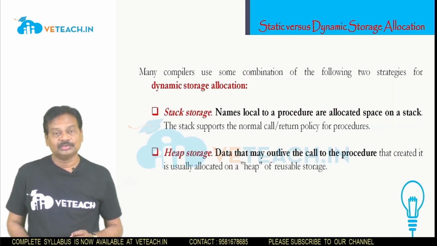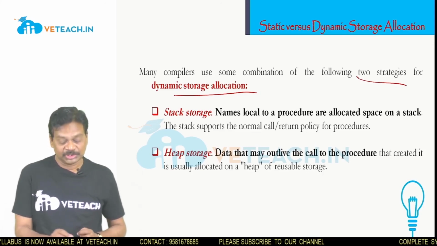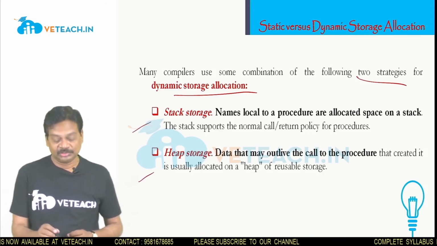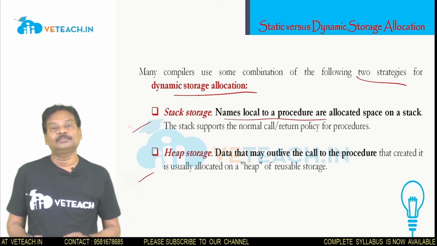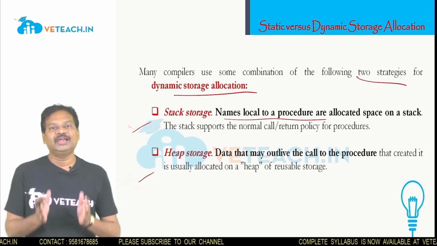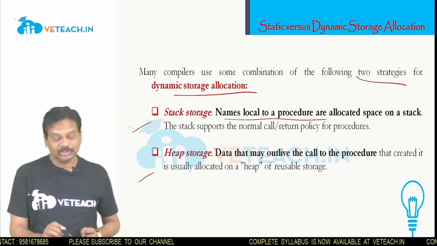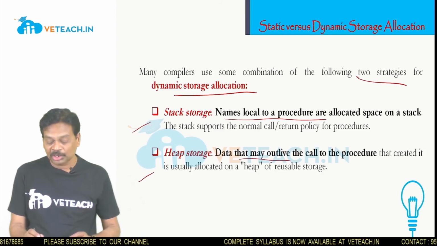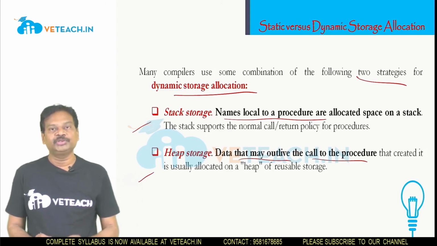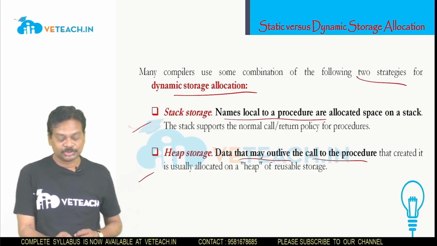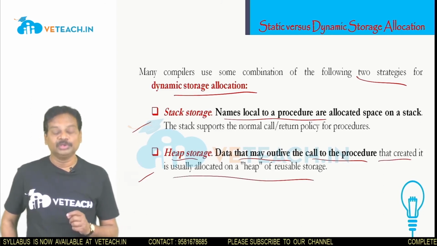There are two strategies when you choose dynamic memory allocation. The first one is stack storage and the second is heap storage. What is stack storage? Names local to a procedure are allocated space on a stack. So whatever variables you have declared as local variables will be stored in the stack memory location. Coming to heap storage, it holds data that may outlive the call to the procedure. When the procedure is executing, the information of your procedure can be stored in the heap storage, created using the heap of reusable storage.